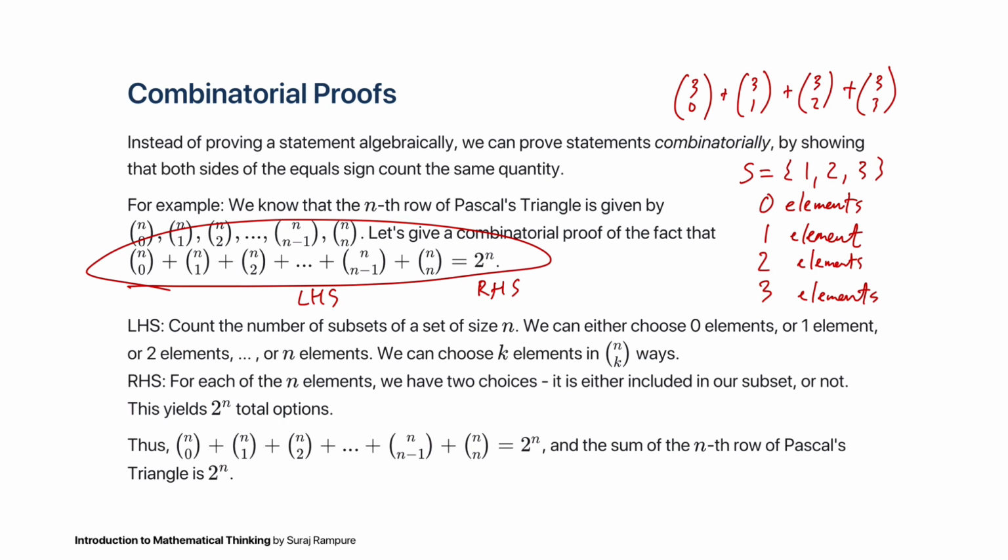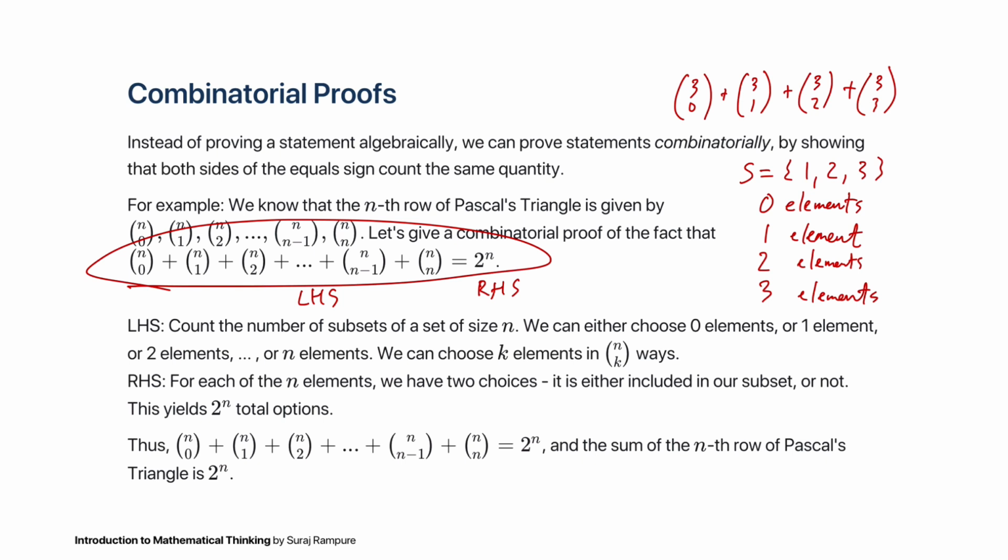For the right-hand side, again, the argument is that for each of these n elements, there are 2 choices. Either it's included in our subset, or it's not included in our subset. And this is the same argument as when we talked about counting the number of factors that a number has. We take the exponents in the prime factorization, add 1 to each of them, and multiply them all together, because the exponents plus 1 tell us how many options there are for each prime base. And the whole point of multiplying when we're counting is multiplying the number of options at each step.